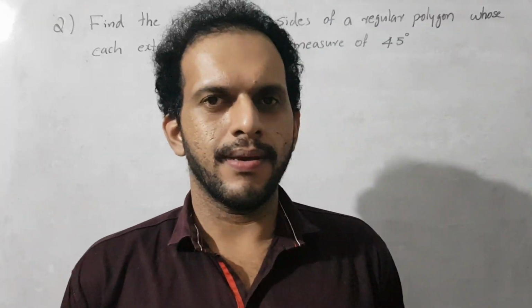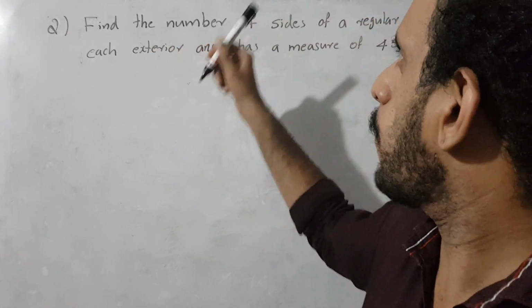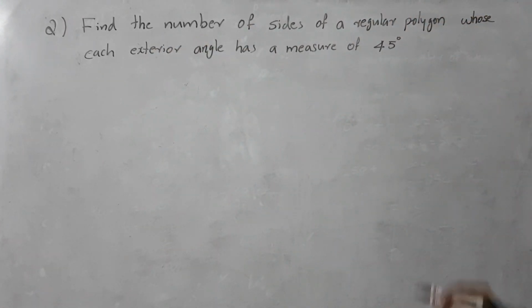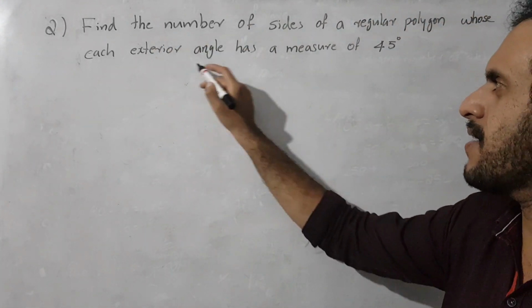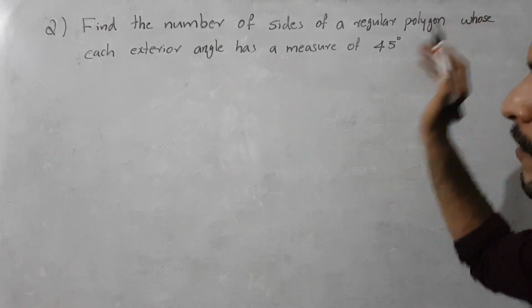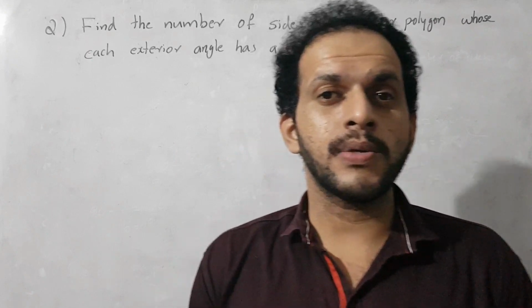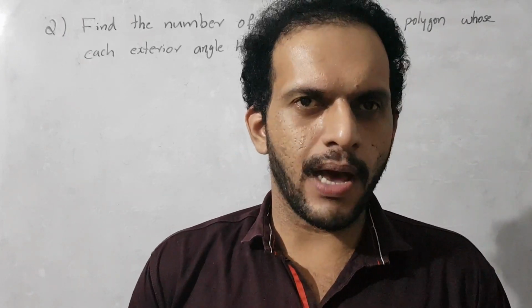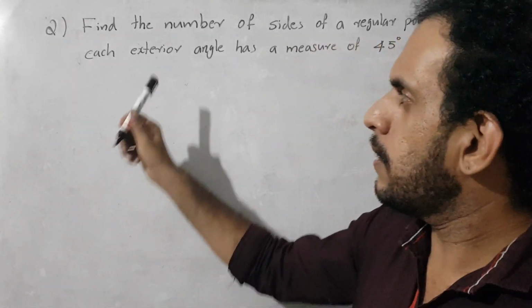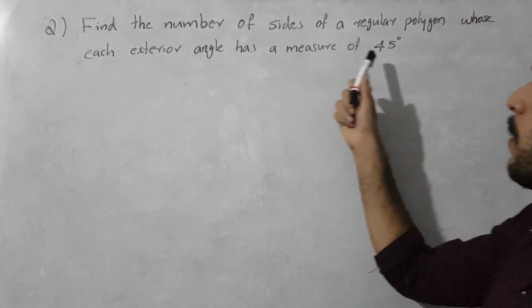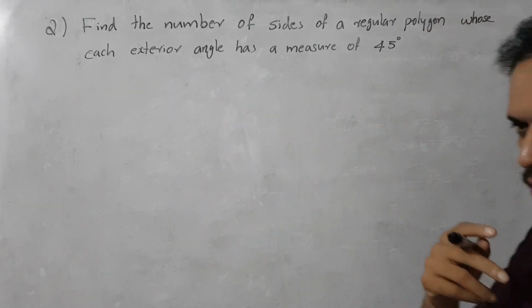Clear? The next question is: find the number of sides of a regular polygon whose each exterior angle has a measure of 45 degrees. Correct? What is the question? Here the question asks to find the number of sides. For that, what is given? One exterior angle of that polygon is 45 degrees.